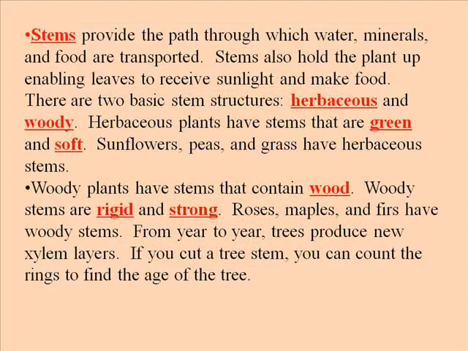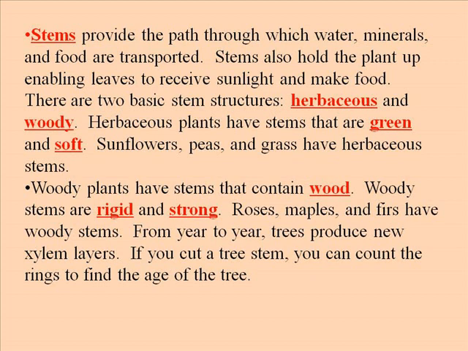Now, moving up the plant. From the roots, we're going to head up towards the top of the plant, and we're going to meet the stem. The stem has two jobs. The stem is the pathway, it's kind of the main highway of the plant, where all the food and water and minerals need to pass through. The second job of the stem is it holds the plant up so that the plant is able to get sunlight so it can make food.